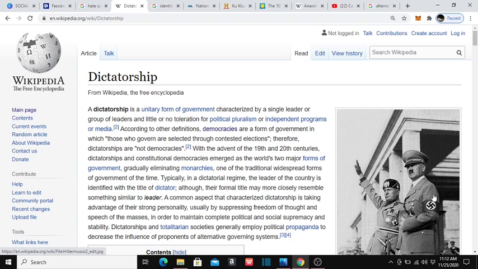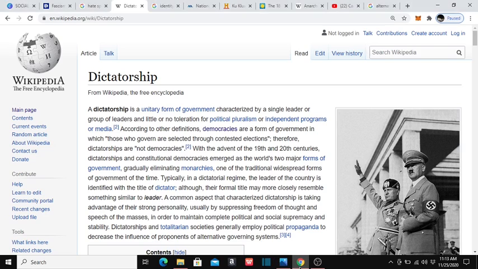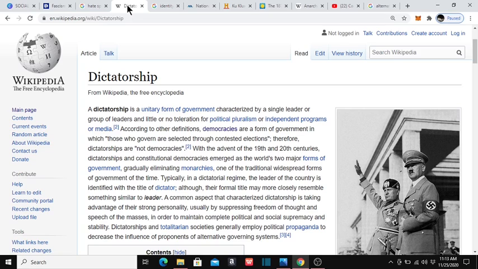As you can see, we have Hitler right here with the same logo that I have for fascism. Now, why is that? Because Hitler was a fascist by definition. He was a dictator and he had complete power. He forcibly suppressed opposition and criticism. He regimented all industry and commerce, and he emphasized an aggressive nationalism and racism. By definition, he was a dictator.